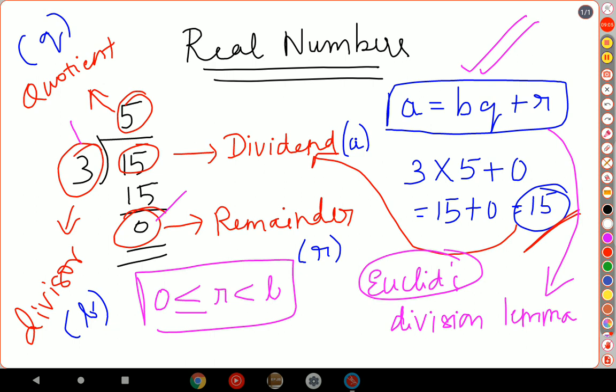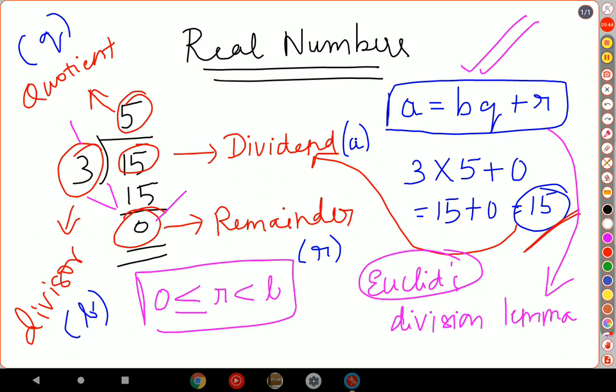Always remember this condition in Euclid's division lemma: the remainder is greater than or equal to 0. Here the remainder is equal to 0, but in some problems it will be greater than 0. But it cannot be less than 0. Can you imagine minus 1 here? That's funny. But the divisor is always greater than the remainder. You have to remember this condition.